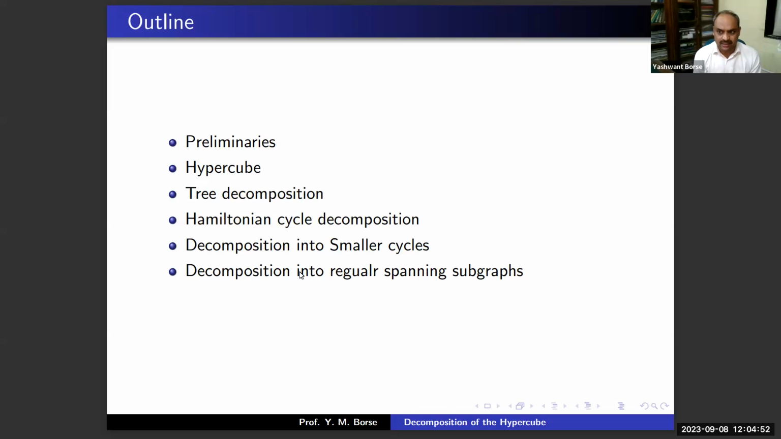There are other areas also where people study decomposition into stars and different types of subgraphs, but these are the classical areas where people have started working. There were some open problems and people tried to solve them, sometimes fully, sometimes partially. There are some conjectures. We will discuss all these things here.